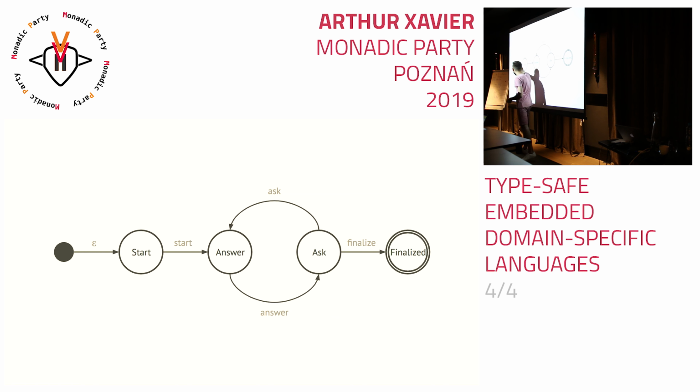That means we're just starting in this start state, and we can use this start action here to go to the answer state, where in the answer state we can only answer the user, and we go to the ask state. From the ask state we can either finalize or ask the user for some information. We get back to the answer state, and we can stay in this cycle of asking and answering questions from the user, where we can finally finalize the chatbot. And from the finalized state, we're in a state that accepts something, and we're basically done. We can't do anything anymore, okay?